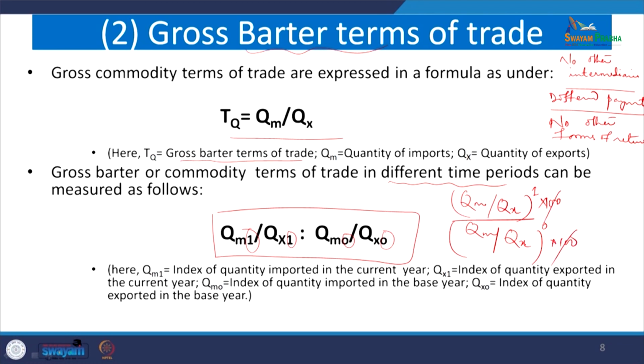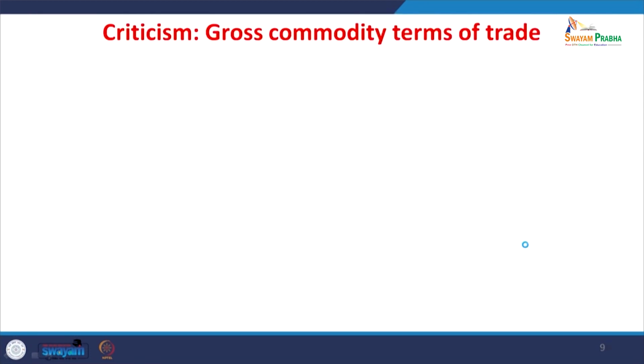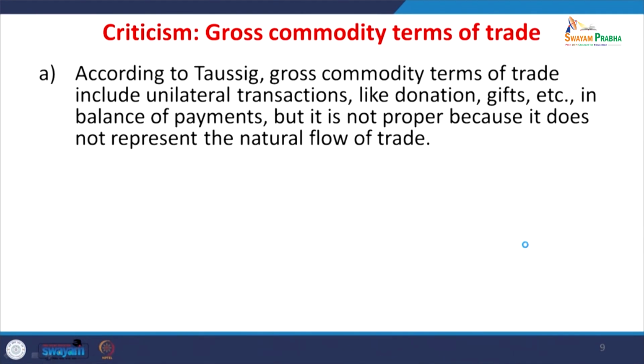Now, is it a better method? So, let us understand. As Taussig pointed out, the gross commodity terms of trade include unilateral transactions like donations, gifts, etc. in the balance of payments. It is actually not a natural flow of goods in the trade basket, so it does not represent the natural flow of goods. Now, we only consider total quantity imported and total quantity exported in different time periods. So, now here we are separating the unilateral transfers.